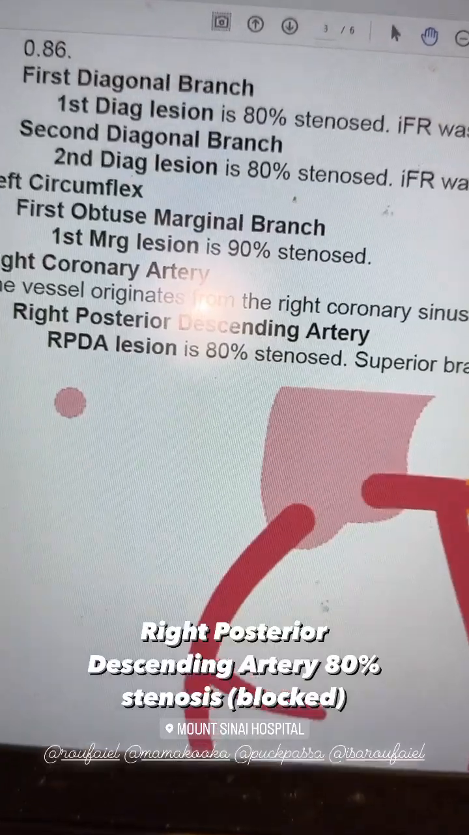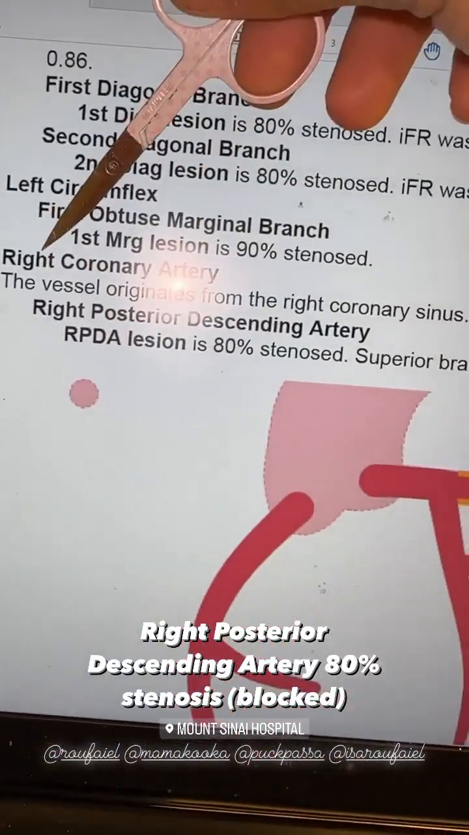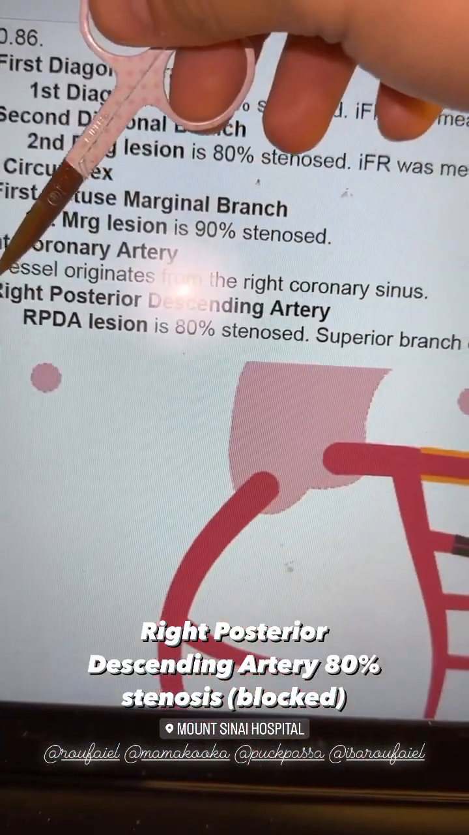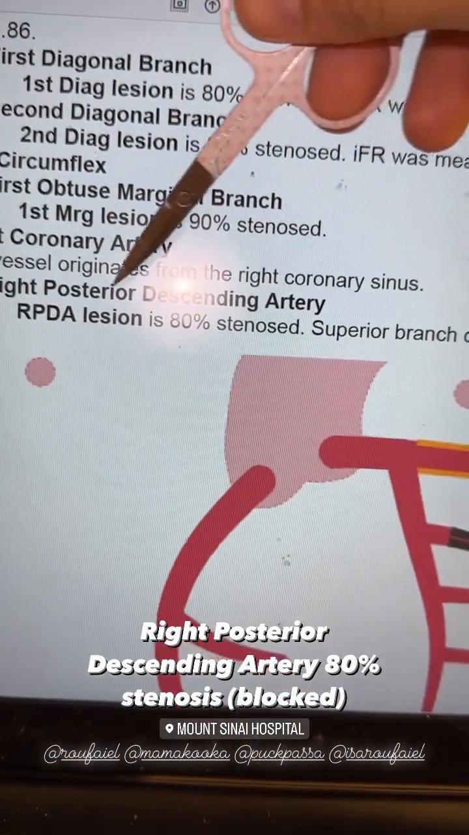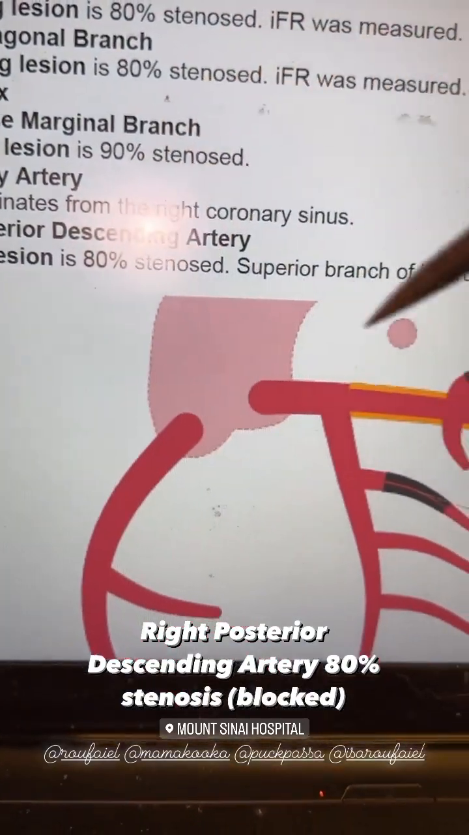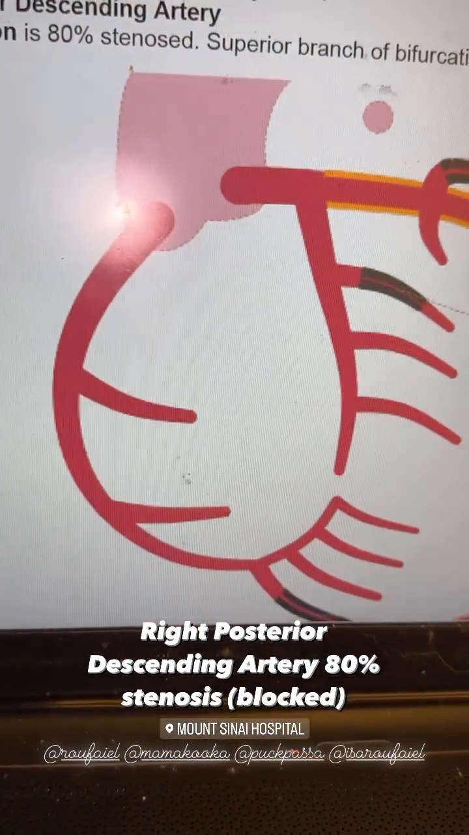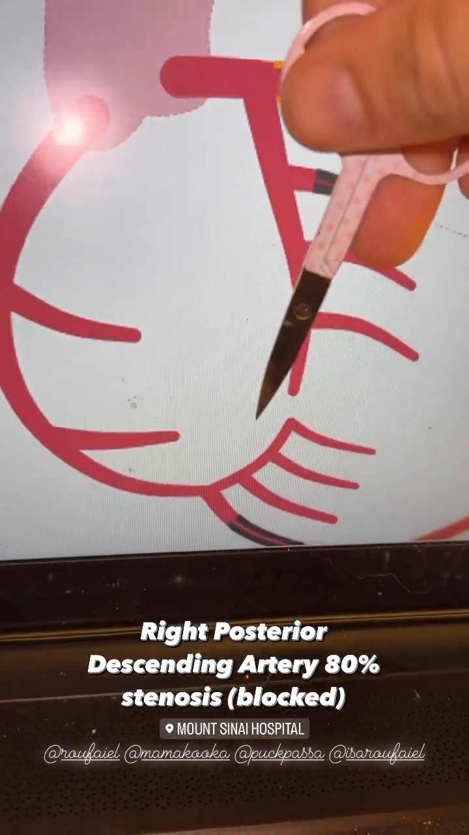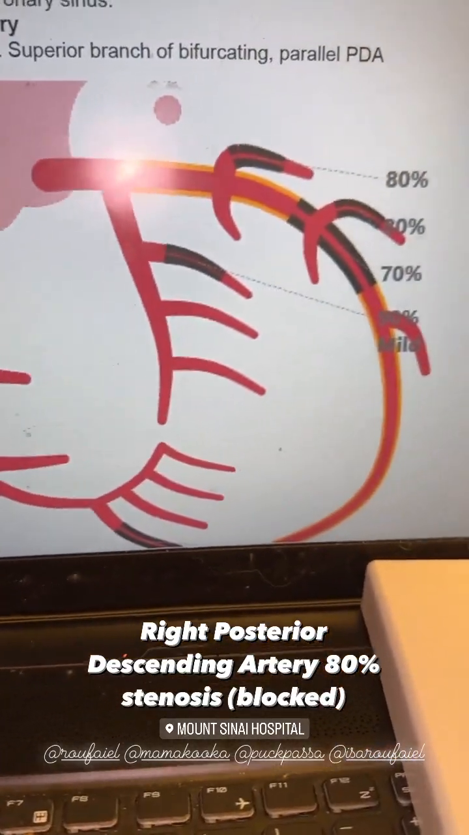Finally, last but not least, we have the right coronary artery, and it says the right posterior descending coronary artery. So if we break that up, RPDA, it means it's coming off the right, it's 80% stenosed. If we look at this diagram, we see it's all the way down at the end. And I actually got a question for you coming up after this video.